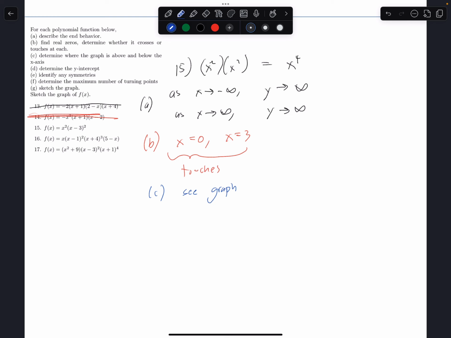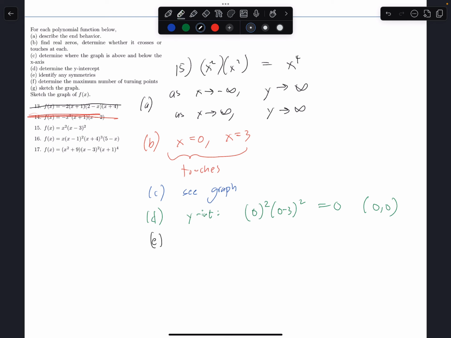Okay, where are we now? D, y-intercept. Plug in 0. I got 0 squared, 0 minus 3 squared. It's going to be 0. So the y-intercept is (0, 0). That's what we said earlier, right? We said it was going to be that.